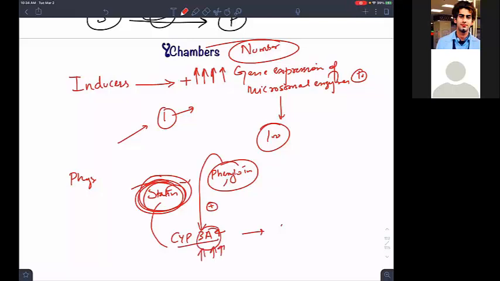Means my statin will get more metabolized. Should I say I have to give a high dosage of statin if a patient is taking phenytoin? As a physician, should I initially give a high dose of statin if the patient is already taking phenytoin?